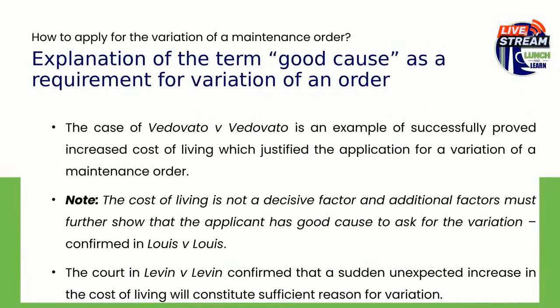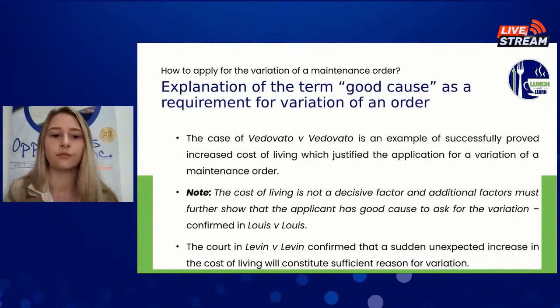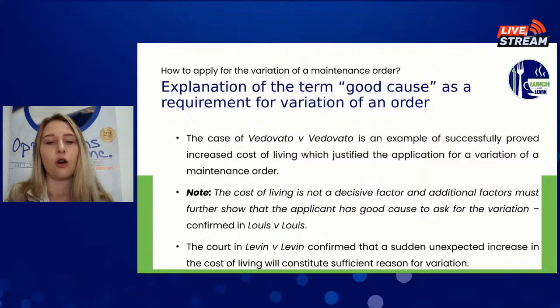So the court in Levin versus Levin confirmed that a sudden unexpected increase in the cost of living will constitute sufficient reason for variation. These are just some examples of how cost of living will affect this. So, for example, the rent has gone up due to inflation in the market. Instead of paying 5,000 Rand a month's rent, you now need to pay 6,000 Rand a month. And this has reasonably affected your cost of living. This may warrant an application for variation, for an increase, because now you need to pay more rent and food has become more expensive. Your child is growing up, the child is eating more because they are now 16 and they're no longer 5 years old. So all of these factors play a role in why you are applying for a variation.